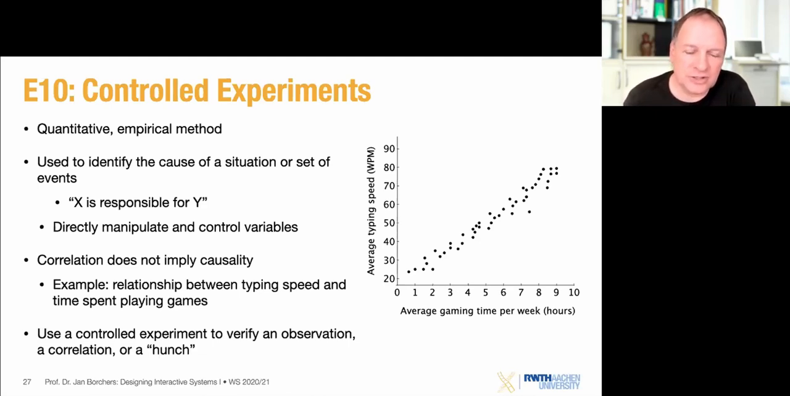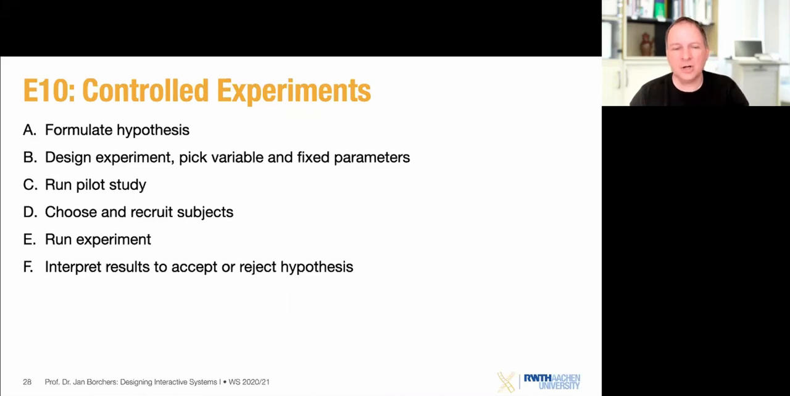But we use controlled experiments in which we actually try to determine whether one thing causes the change of something else by carefully controlling our experiments. That's why they're called controlled experiments. And thereby we verify an observation or maybe an existing correlation that we've seen, or just a hunch that we have, that I think there's something going on. How do you do a controlled experiment?